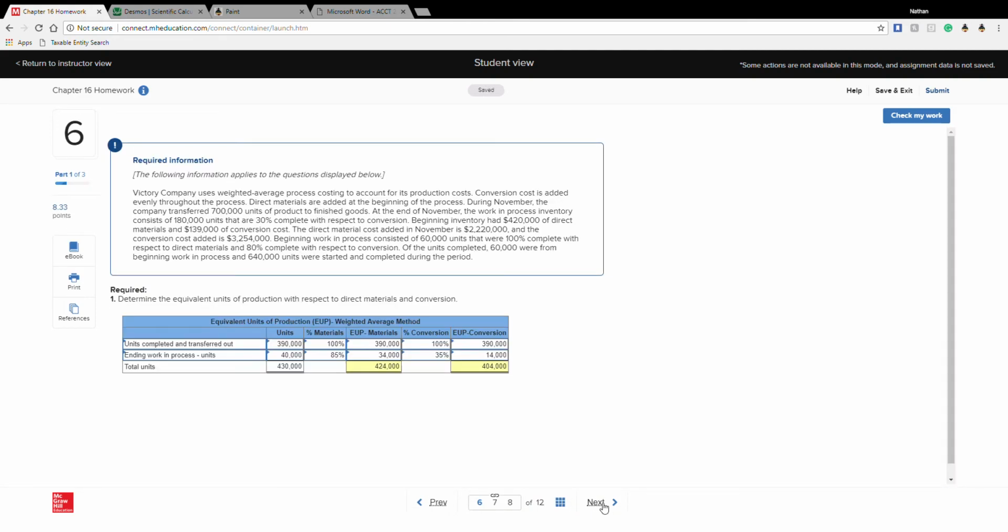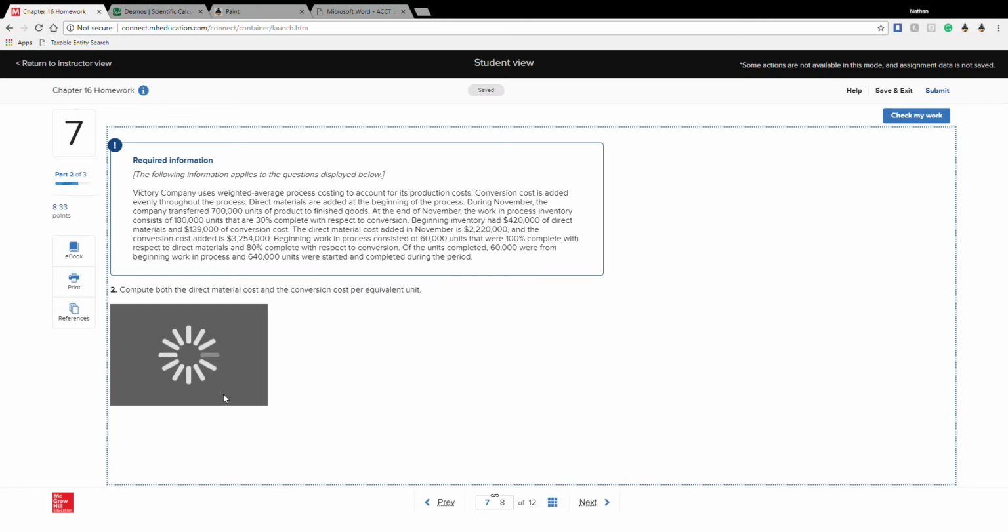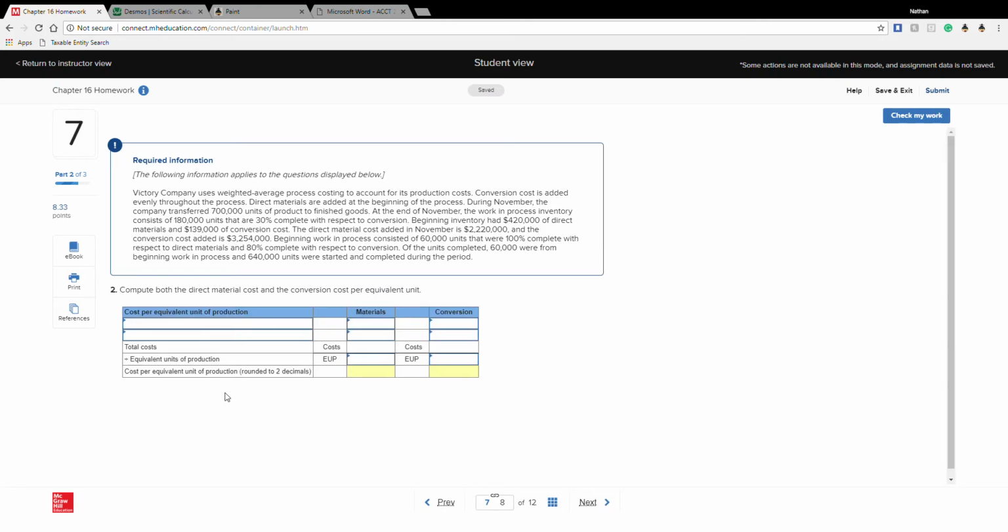So let's see. 6 was basically that. 7 is actually compute the equivalent cost. Okay, so we know cost is basically present form. So it's always cost at the beginning plus cost incurred, and it's going to divide by our EUPS. So again, this chart's already here for us in Connect, but if you'd like to write this one out, you're more than willing to go.